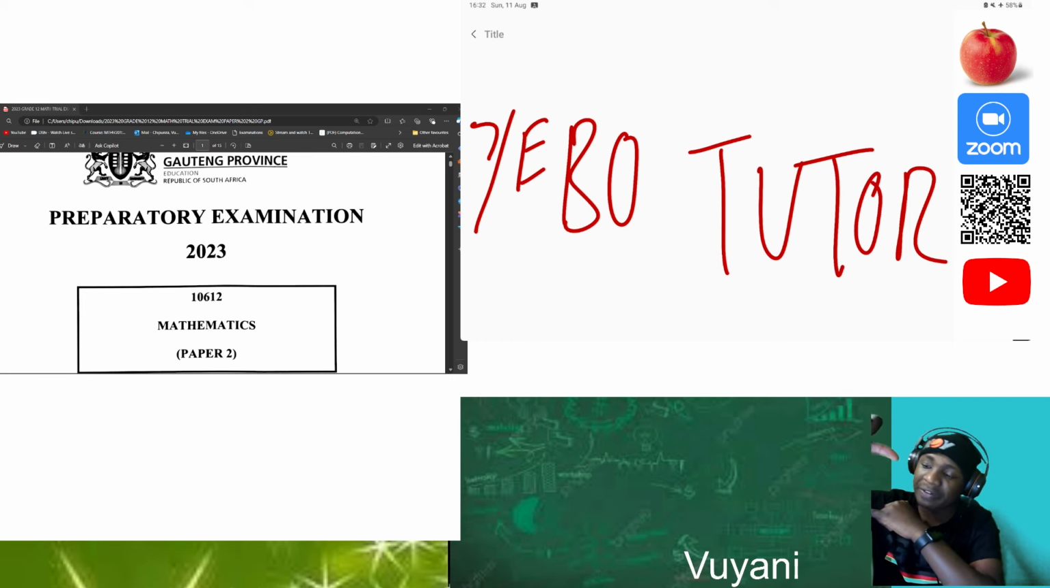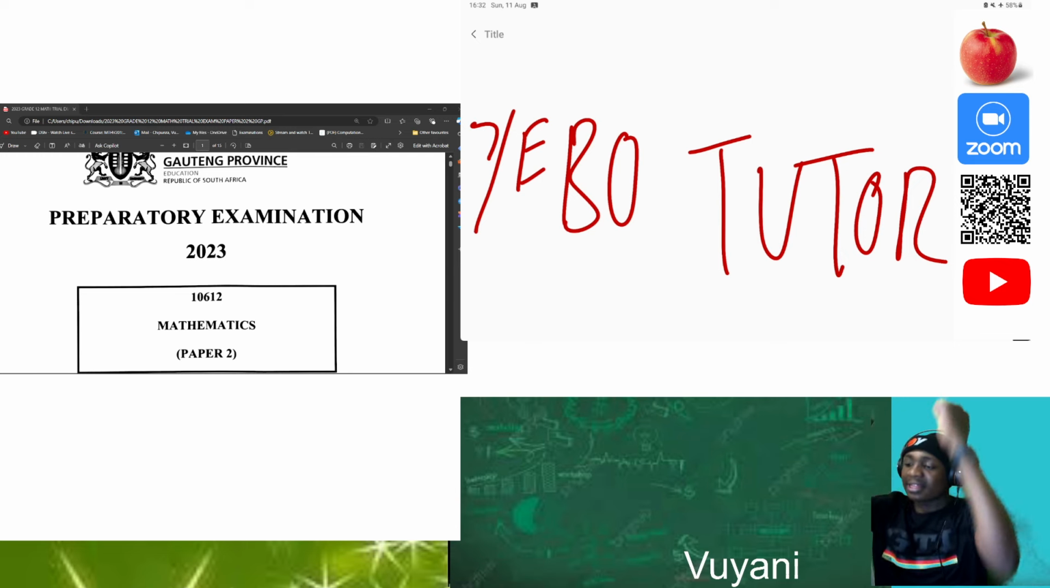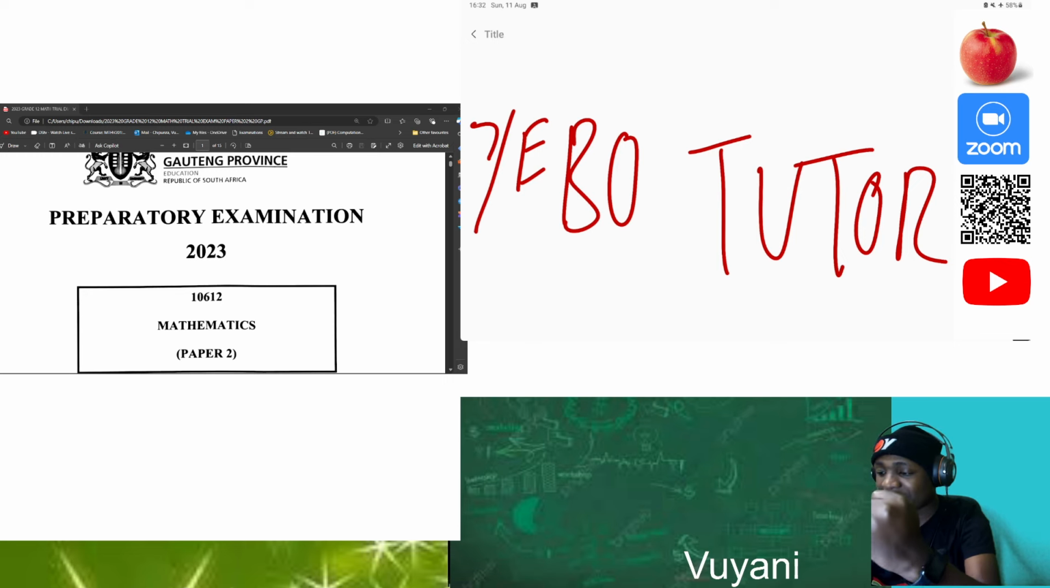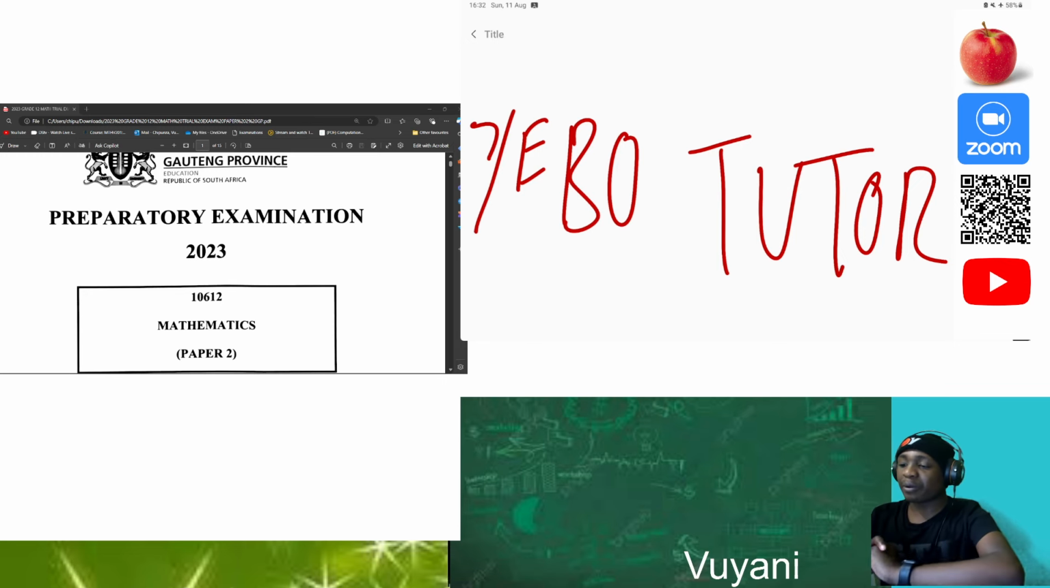We covered it on the previous control test. We have 40 marks for analytical geometry. We have 40 marks for trigonometry, of course. And the last one, which is the masterpiece, Euclidean geometry, is always about 50 marks. So today we want to see if we can cover our trigonometry from this preparatory exam, which was written last year in the Gauteng province.